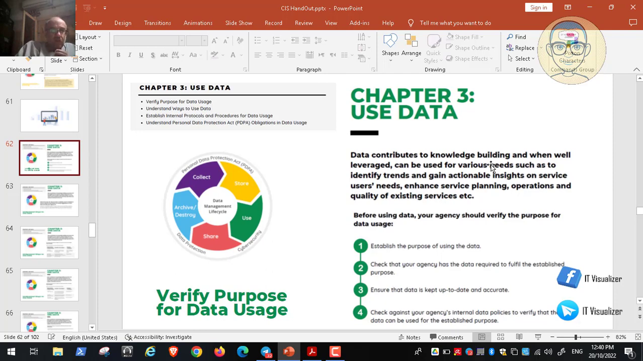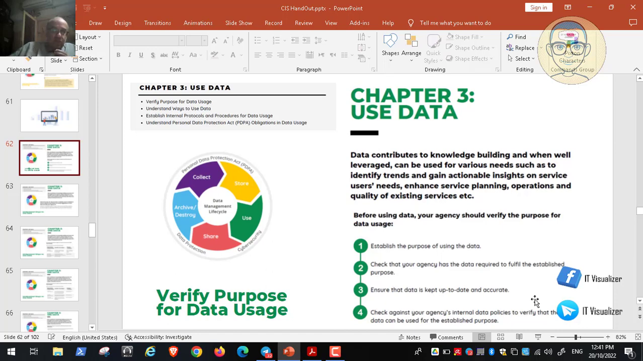Okay, so we will discuss the first thing, verify purpose for data usage. First of all, we need to establish the purpose of using the data. Check that your agency has the data required to fulfill the established purpose. Ensure that data is kept up to date and accurate, so that when you use it, it will give you the planned result.